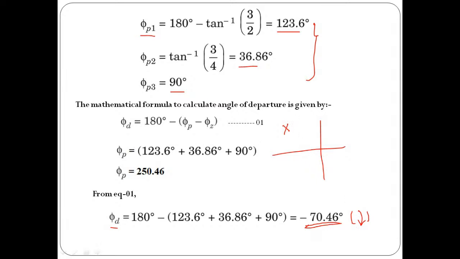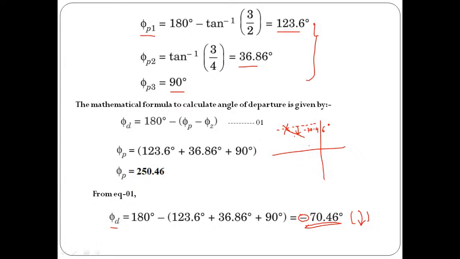So first of all we need to draw a reference axis which will be parallel to the x-axis, and then we need to indicate this minus 70.46 degree angle. So minus means we need to indicate it in the clockwise direction. So with respect to this reference axis, here we need to indicate this angle. This angle is going to be minus 70.46 degrees.